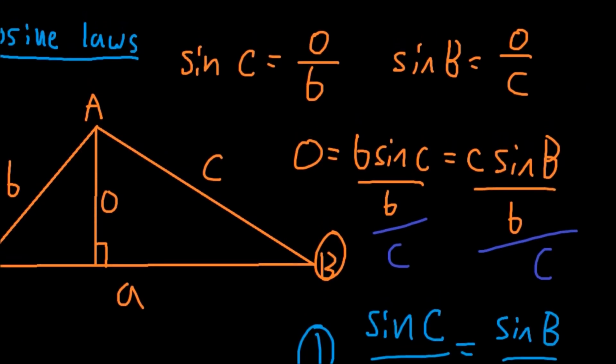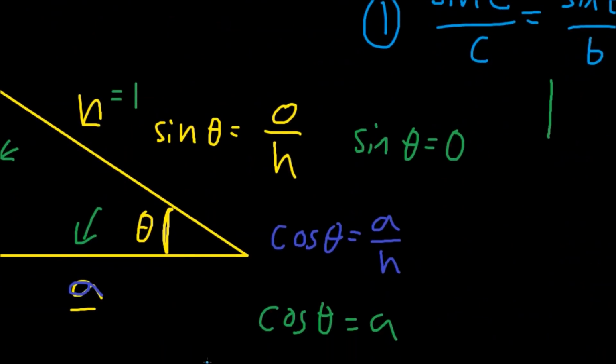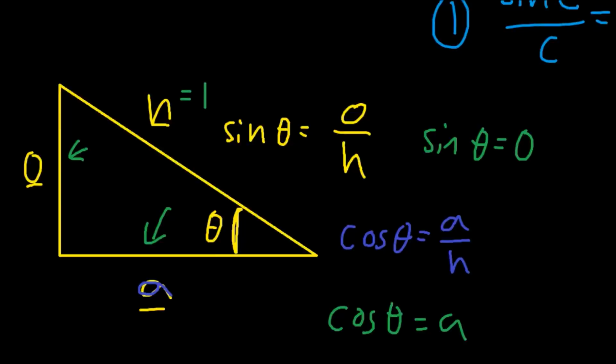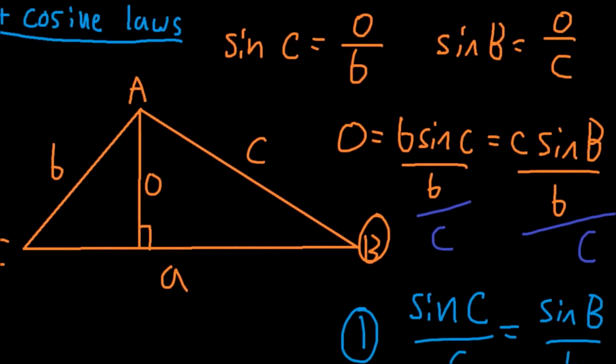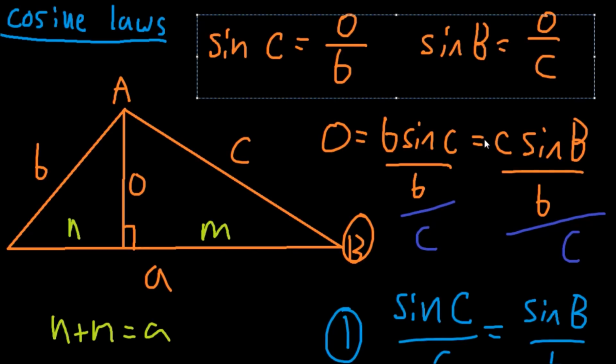Now, what can we make for the cosine law? Well, one thing we have to know about right angle triangles is that we can work with Pythagorean theorem. So let's label this side N, and this side M. So obviously N plus M equals A. I'm just going to clear out some of this room that we used for the sine law.